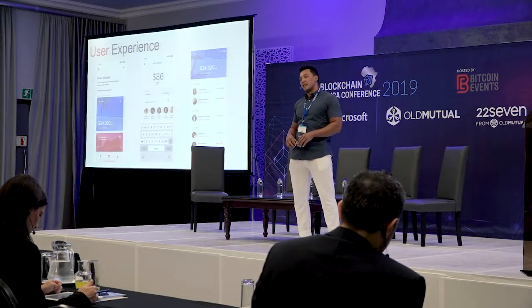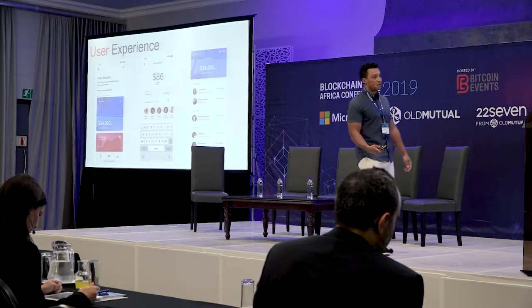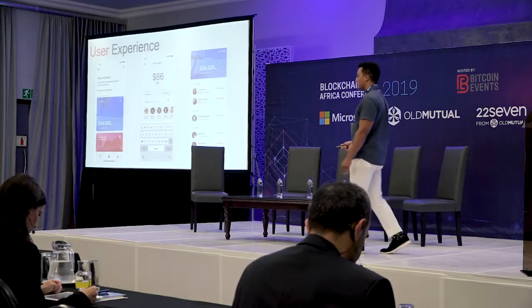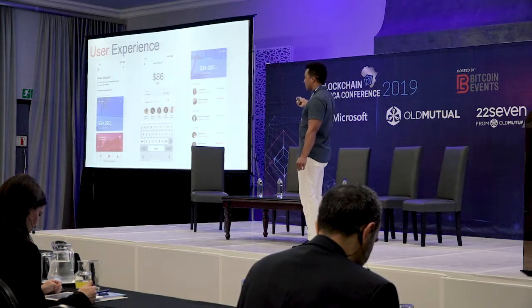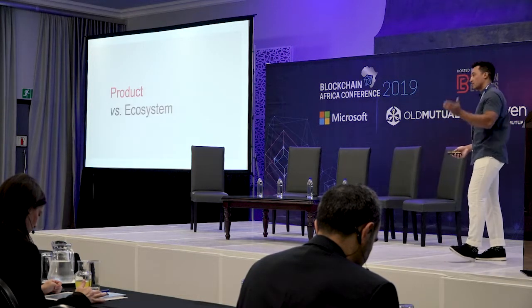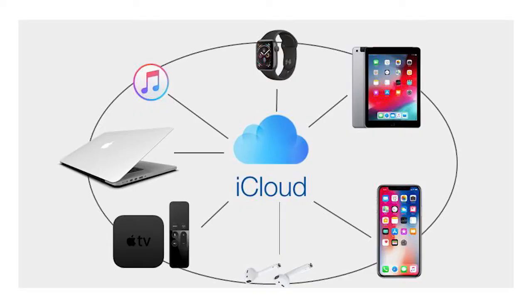In order to really create an experience that people want to become loyal to, you need more than just a good product or a good UX, right? A UX in one product should sort of transfer to every product in your ecosystem, right? So there's a difference between a product and an ecosystem. And I think the best example of an ecosystem that dominated our world would be Apple.